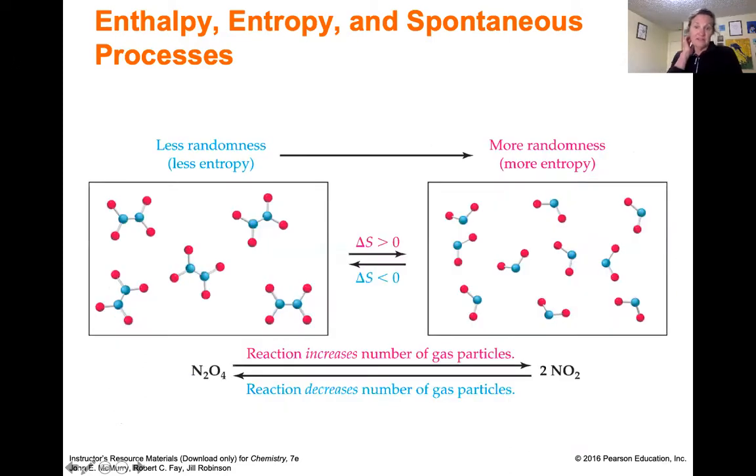For some reactions, there's an increase in entropy based on the number of particles. So the N2O4 reaction going to NO2, if you have more molecules on the product side in the gas phase, there's going to be more disorder, more locations, more ways for them to be distributed, versus on the left-hand side, N2O4, fewer particles, fewer places things can go. So an increase in the number of gas molecules in a reaction will mean that the entropy of the system is increasing.